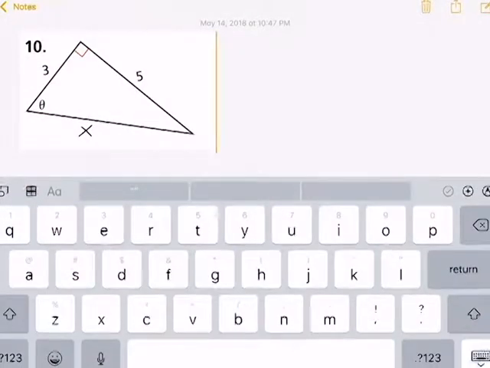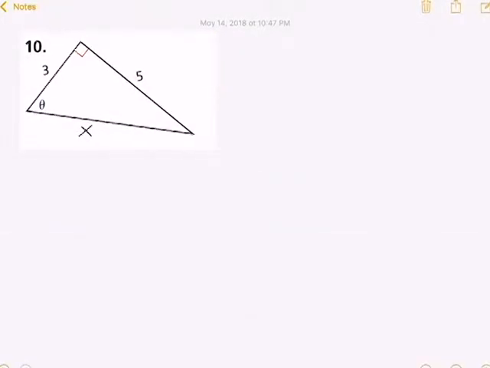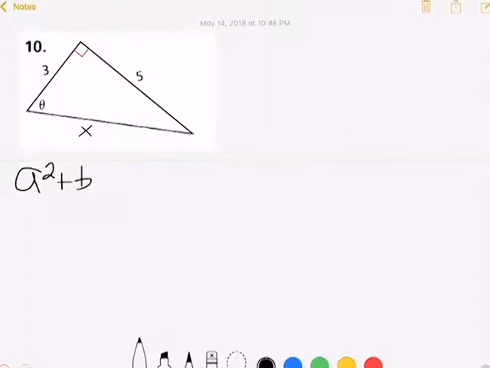To find that, what we need to do is a squared plus b squared equals c squared. All you need to do with this equation is to plug in the numbers. So 3 would be a, so you do 3 squared plus 5 squared equals c squared. C squared is always going to be the hypotenuse, which is the side across from the 90 degrees. So you just need to simply solve this, which you can do in your calculator.